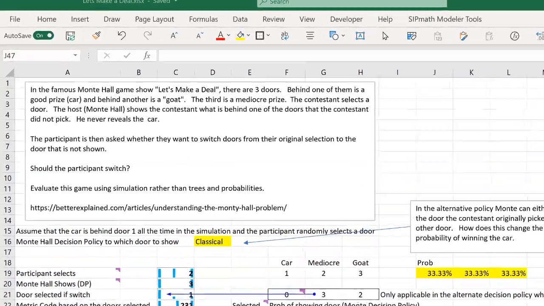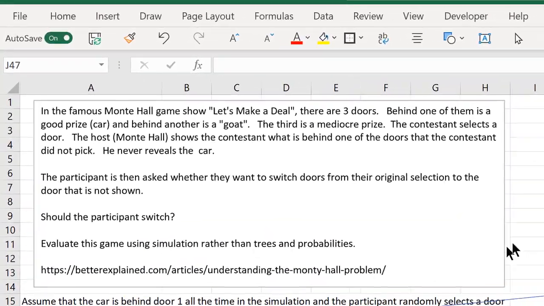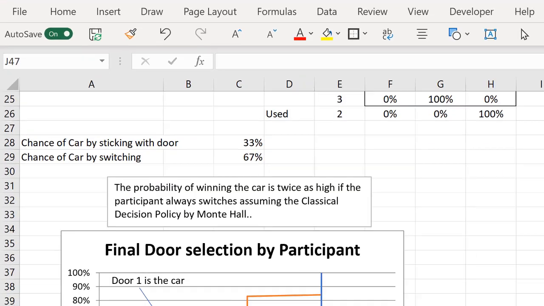Here's the model I want to share with you. Initially, it describes the problem which we've talked about already with the 3 doors, and the participant picks one and then is given an opportunity to switch, and what should they do. Like a newspaper article, let's look at the bottom line and where we're going.